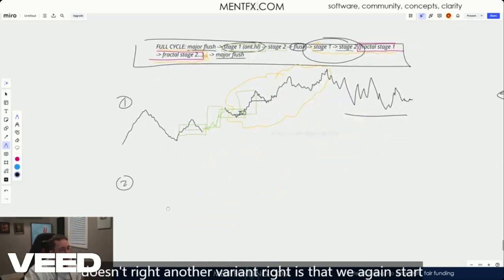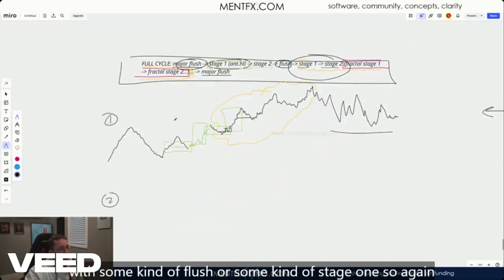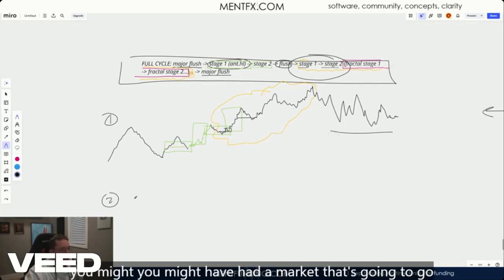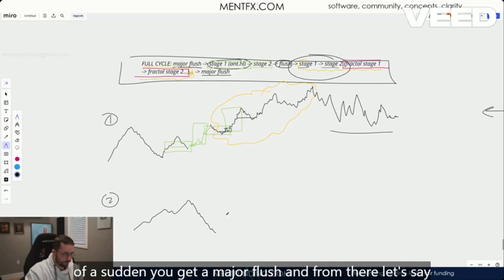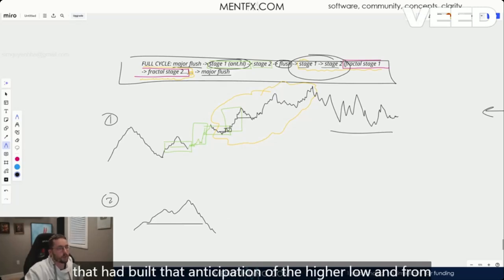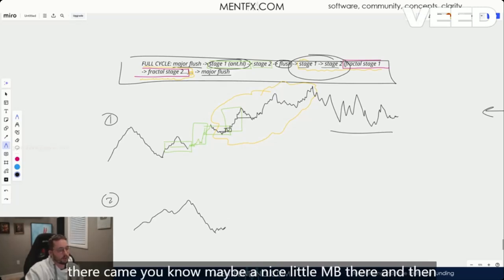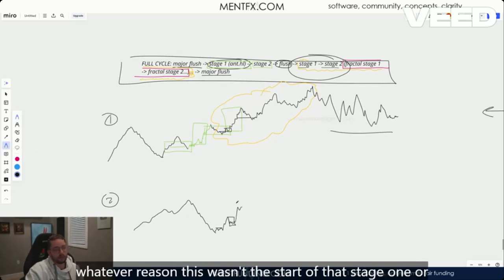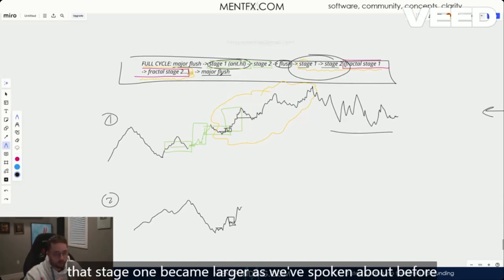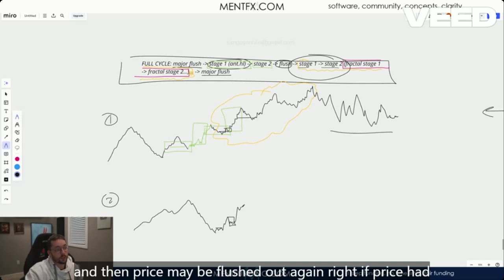Another variant, right, is that we again start with some kind of flush or some kind of stage 1. So again, you might have had a market that's going down for a while, or a market that's been slipping up, and then all of a sudden you get a major flush. And from there, let's say that had built that anticipation of the higher low, and from there came maybe a nice little MB there, and then another MB started to form here. And then let's say for whatever reason this wasn't the start of that stage 1, or that stage 1 became larger, as we've spoken about before, and then price maybe flushed out again, right?